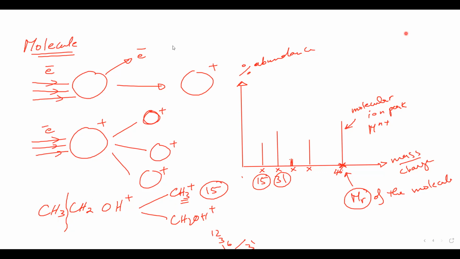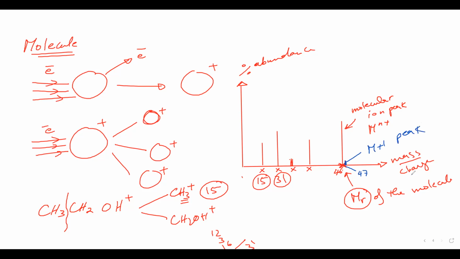Now, sometimes you get here a very, very small peak. If I'm going to draw it using the blue color, sometimes you get a very, very small peak after the molecular ion peak by only 1 unit. For example, here for ethanol, we had the molecular ion peak at 46. You get this very small peak at 47. We call this peak the M+1 peak.